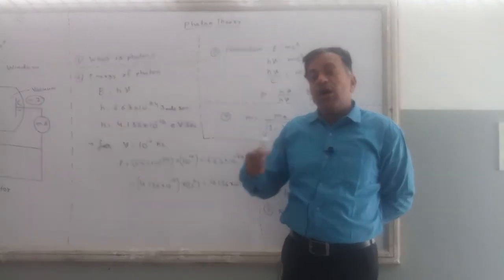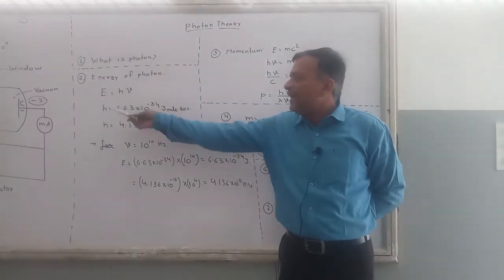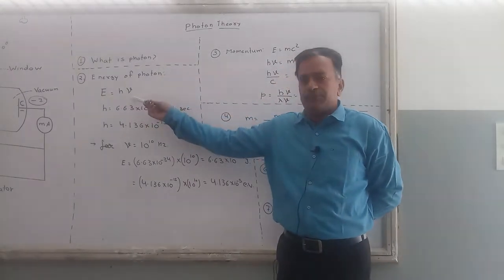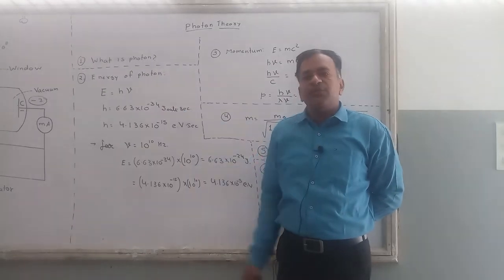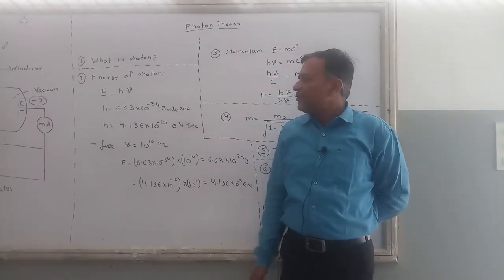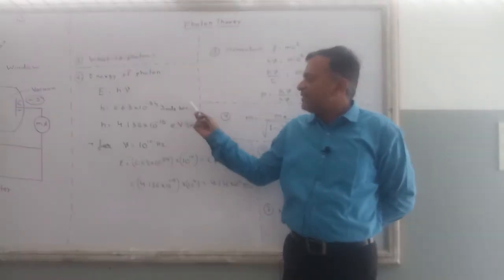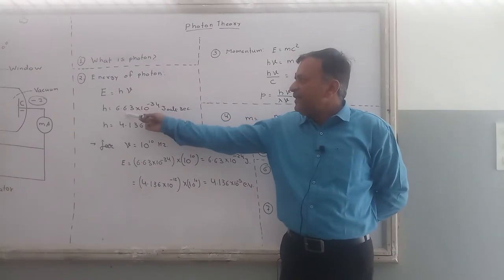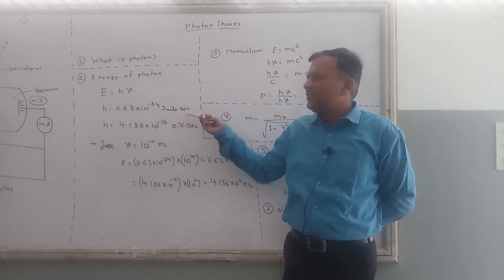Now what is the energy of light? Energy of light, or energy of the photon of light, is given by this formula: E equals h nu. h is Planck's constant and nu is the frequency. What is the value of Planck's constant? Planck's constant has this complicated value. In SI unit system, we write it as 6.63 into 10 to the power minus 34 joule seconds.